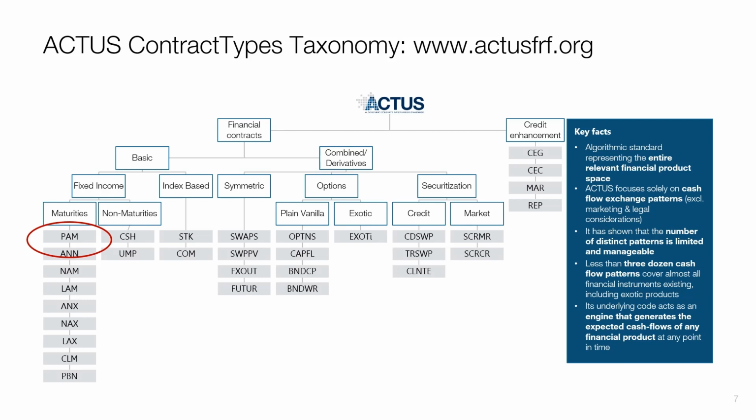PAM stands for Principal at Maturity, a pattern most bonds follow, but also many loans. Below PAM, we find ANN, which stands for Annuity, a pattern followed by most mortgages, except in Switzerland, but also leasing contracts, life insurances, and so on. Behind each acronym is a set of well-defined functions or algorithms which define the intention of the two counterparties to a financial contract. A vital feature is the small number of patterns.